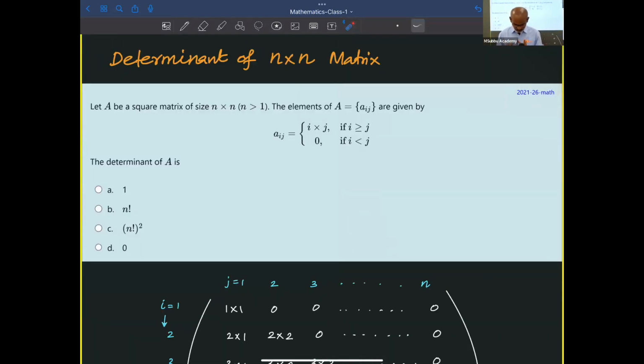Of course, it appears to be something complex, but you should not worry. If you are able to understand these notations here, then the problem is done. What is given here is a square matrix. Only for a square matrix will we be able to get the determinant. The elements of this matrix A are given, which I write as Aij, row followed by column. This Aij is simply equal to i multiplied by j for i greater than or equal to j.